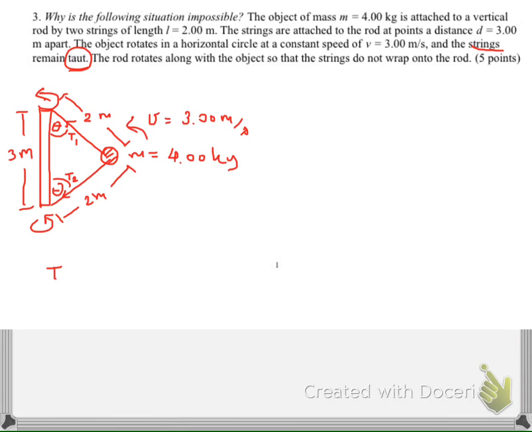So you have T1 minus T2 cos theta must equal mg, and you have T1 plus T2 sin theta must equal mv squared over r. Here is r.